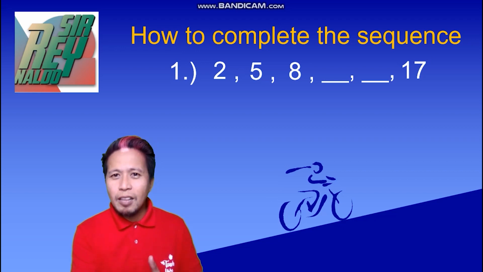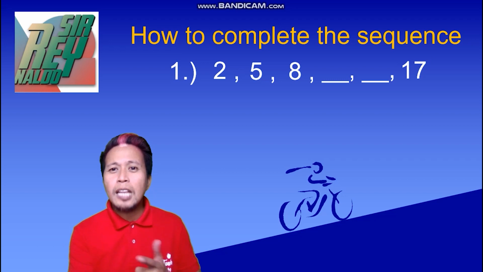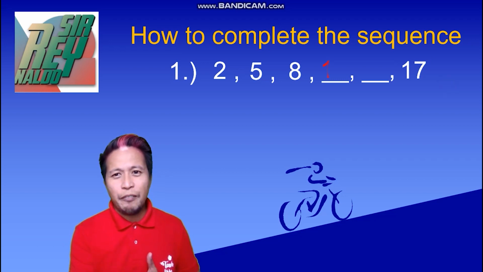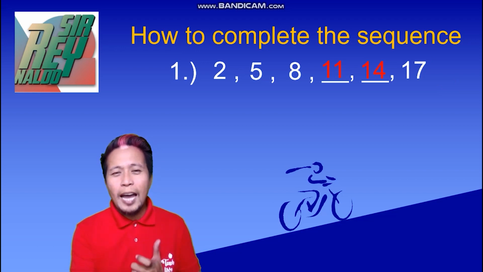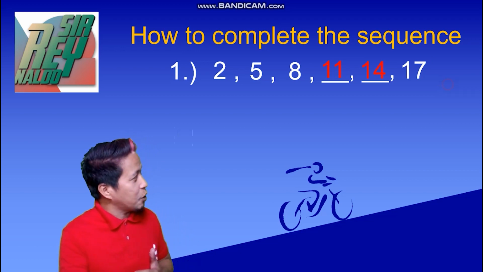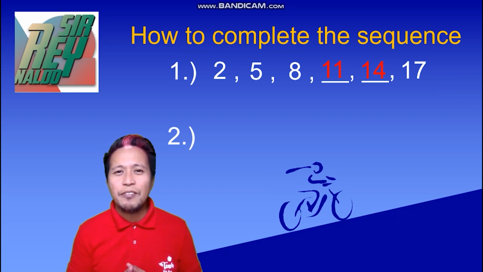And to fill in the term, we have to add the common difference with the latter term. So, 8 plus 3 is equal to 11, and 11 plus 3 is equal to 14. And finally, we add another 3, and that is equal to 17. Okay, let's have number 2.